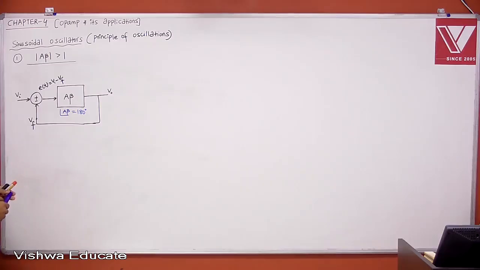Now tell me, let me apply a bounded input. If I apply a bounded input, what am I expecting? Let us see. I am applying a 1 volt peak to peak sine wave. This is your Vi, and this is the time axis. Therefore, this is 1 volt peak to peak. Is it a bounded input? Yes, this is a bounded input.